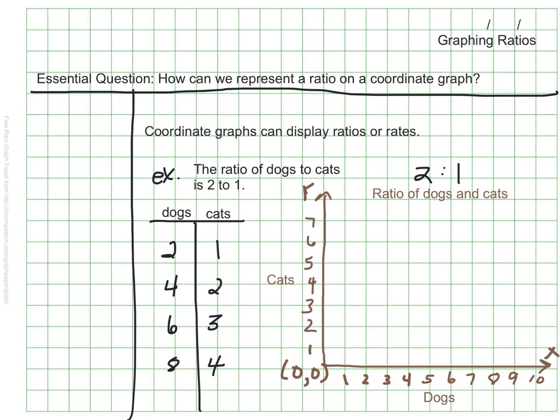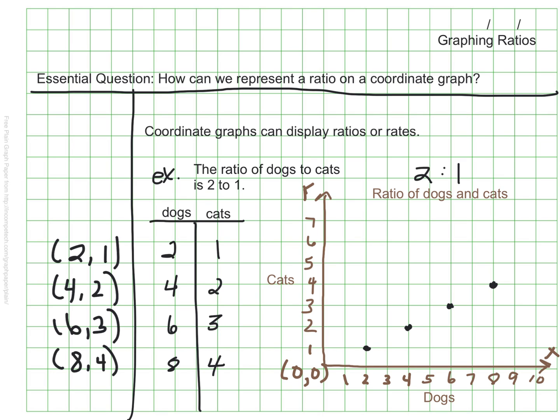From there, I can start plotting my points. And looking back at my table, I can see that the first information tells me that my dogs, which is my x value, is 2, and my cats, which is my y value, is 1. So I can go ahead to 2, 1 and mark that point. The next coordinate point would be 4, 2. The next coordinate point will be 6, 3. And the last one that I've written here is 8, 4. So I'll just go ahead and plot that as well.